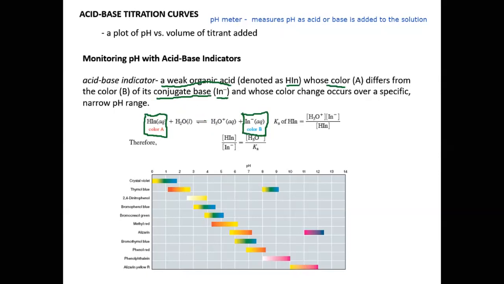And there are many different types of indicators. It depends on what we refer to as the endpoint. Endpoint is the pH at which the indicator changes color. Now, the endpoint must coincide with what's called the equivalence point of an acid-base reaction.